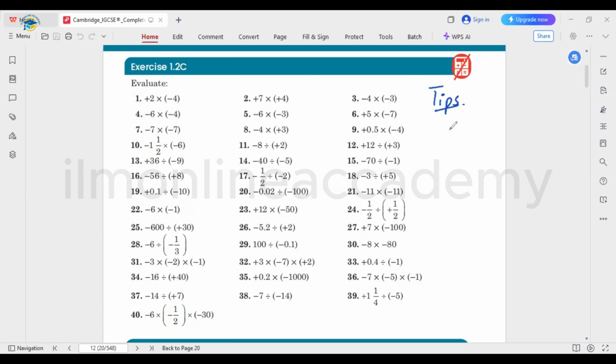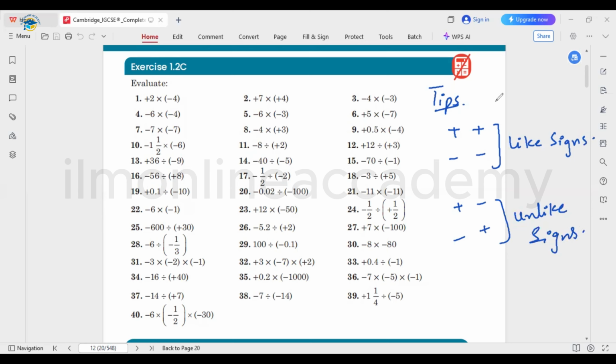If we have two positive signs or two negative signs, basically they are called the like signs. And if we have one positive, one negative, or one negative, one positive, these are basically called unlike signs. The tips that we discussed in the previous exercise were related to the addition or subtraction of negative numbers, but today we are going to discuss multiplication and division as well. For these two mathematical operations, the tips are a bit different.